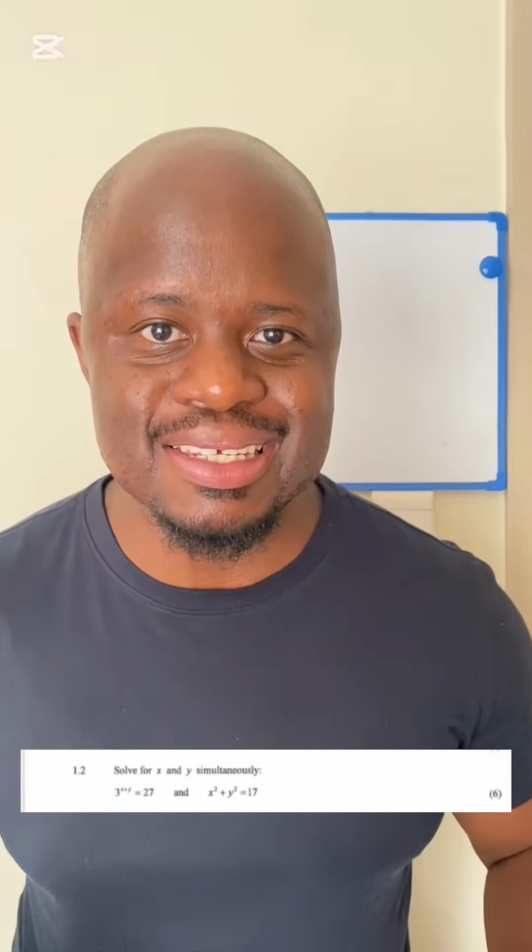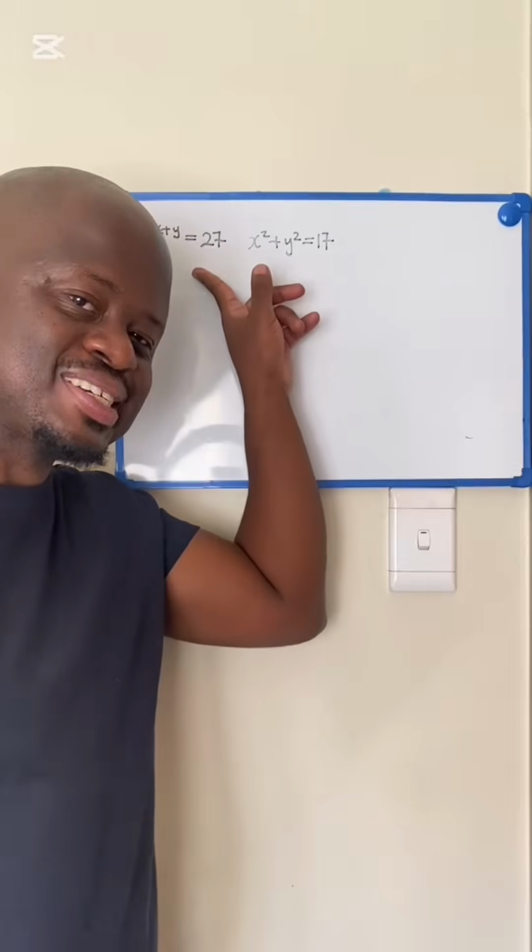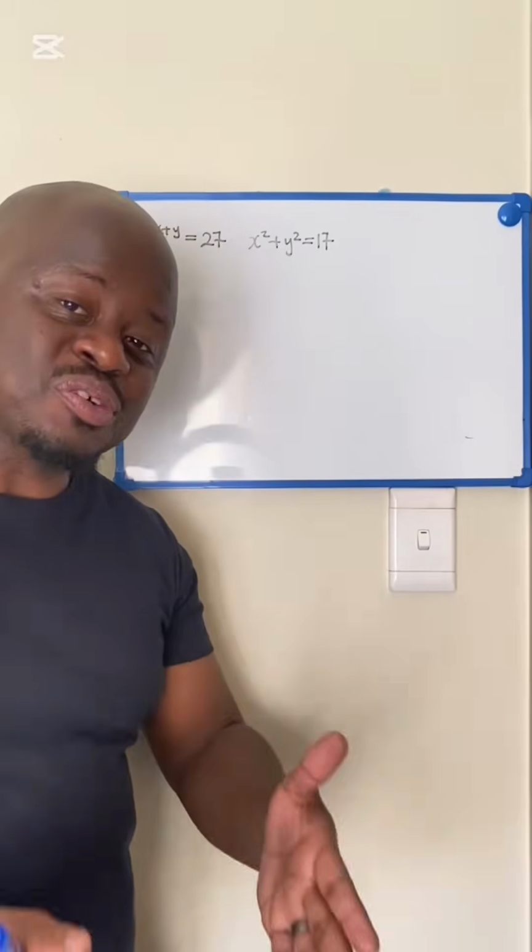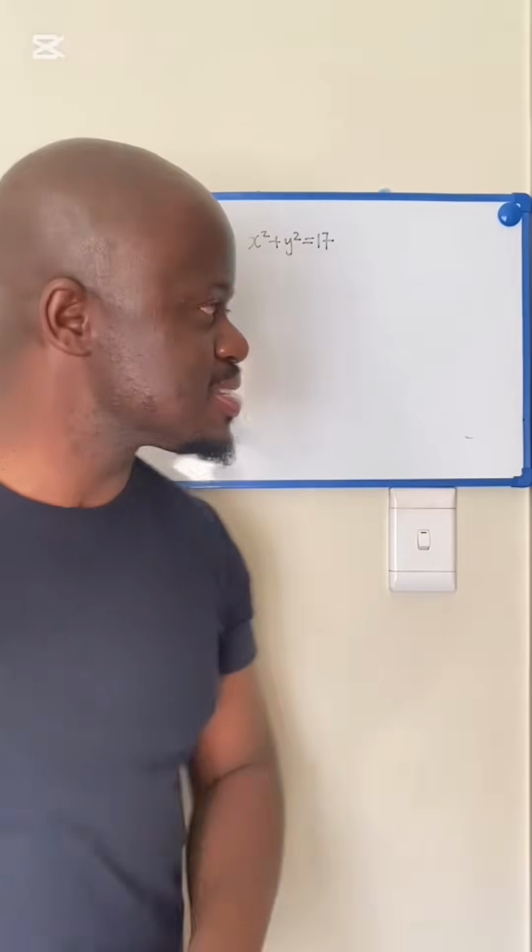Stop losing powers when you see indices. This is actually not an exponential graph. This is actually a graph of a straight line, as you'll see in a few seconds.